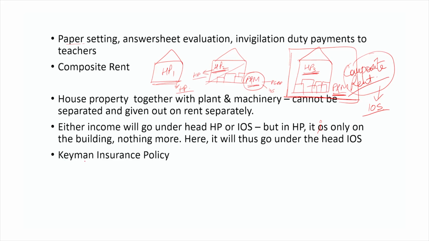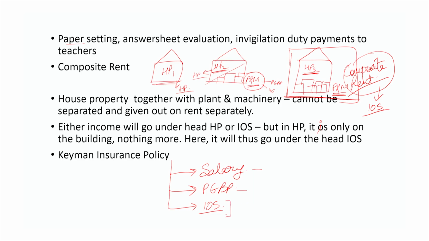Next, we look at Keyman insurance policy. So in case of Keyman insurance policy, we had discussed this when we were talking about salary. We discussed this when we were talking about PGBP. And now we will look at it from the point of view of income from other sources, right? So let's say, for example, the insurance was taken for the very important person in the enterprise, right? And salary part we have discussed, PGBP part we have discussed.